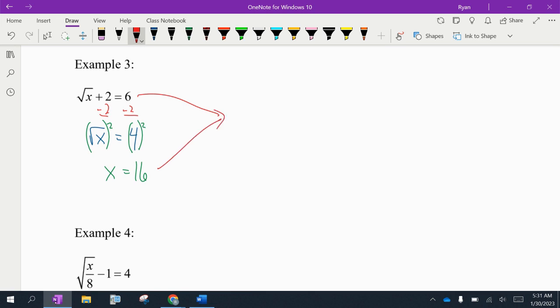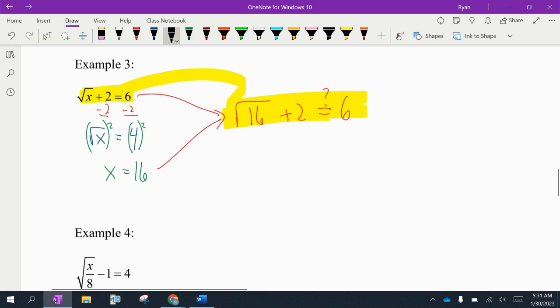A quick check. Plug 16 in for x. Is the square root of 16 plus 2 equal to 6? I took my equation, I wrote it out, I plugged 16 where the x was at. The square root of 16 is 4. 4 plus 2 equals 6. Yes, it worked, so x equals 16 is the solution.